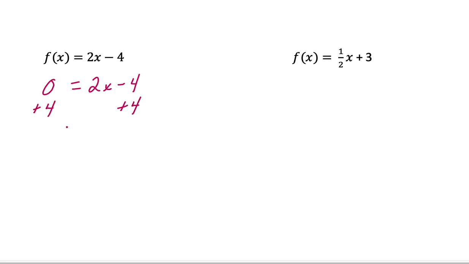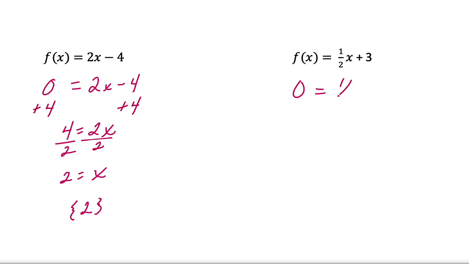I'm going to add 4 to each side. 4 equals 2x, divide by 2. 2 is x, or x is 2. So here, my solution set would be at 2. If I want to solve this function, again, I would just set my f of x equal to 0, because that is where I would be crossing my x-axis.